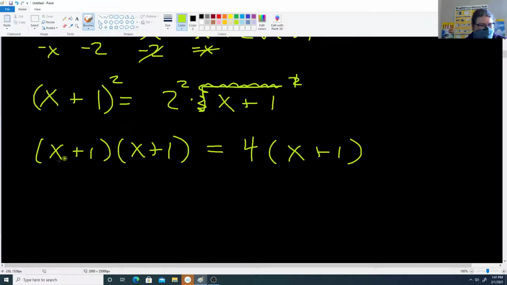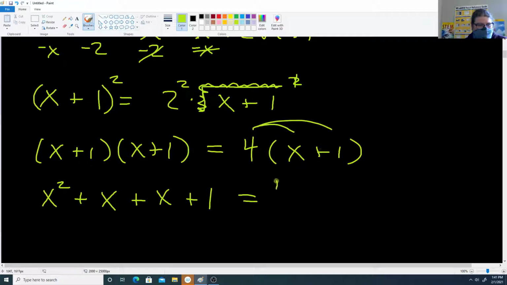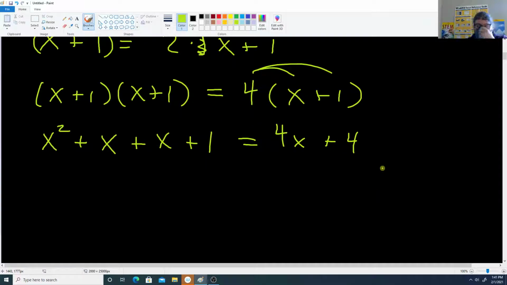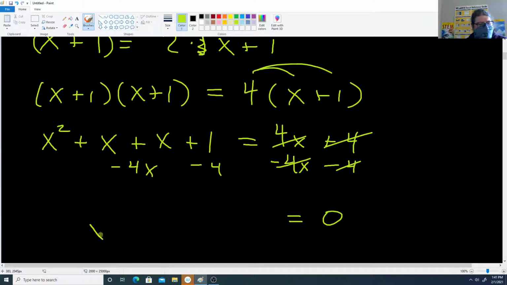So I'll FOIL this out. X times x is x squared. Outer would be plus an x. Inner is plus an x. Last is 1. Here the 4 distributes. And now we'll go through and subtract terms across. So the 4x I'm going to move on over, and the 4 I'm going to subtract on over. So I get an x squared plus x plus x is plus 2x. 2x take away 4x is negative 2x. 1 take away 4 is negative 3.